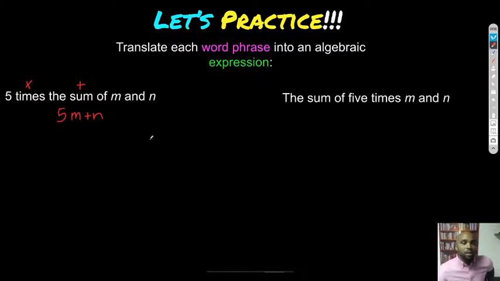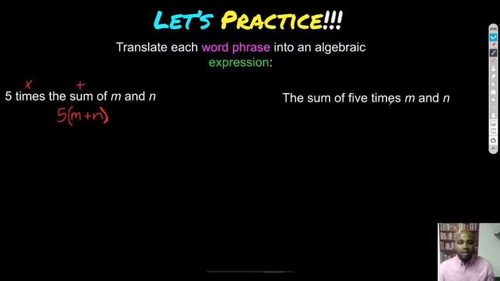Now be careful, because most students will write it this way, but that's actually not correct. This one says 5 times m plus n. But we want the sum of m plus n, this whole piece, by putting parentheses around it. And we want 5 times whatever that whole sum was, not just 5 times m. So that's how this one's going to look.